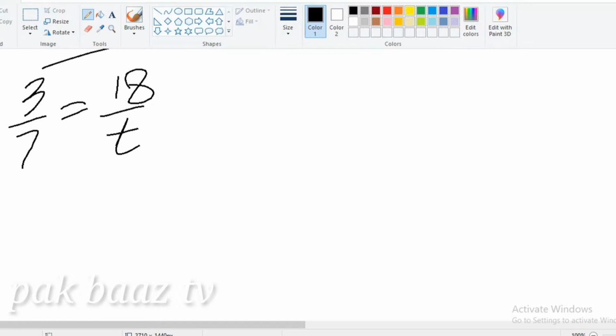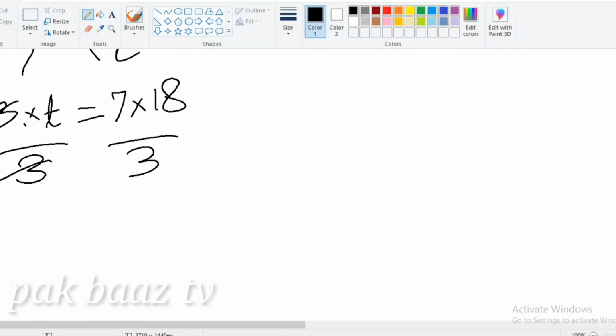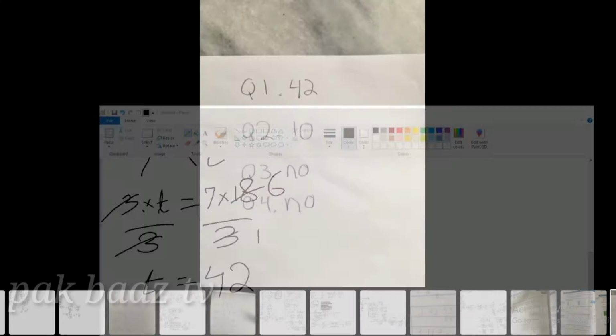Now, first thing we have to do is cross multiplication. You will get 3 multiplied by t here, and on the other side you will get 7 multiplied by 18. You need the value of t. So dividing by 3 on both sides, 3 will cancel with this 3, and then t equals 3 ones are 3, 3 sixes are 18, 6 sevens are 42. The first one is 42.